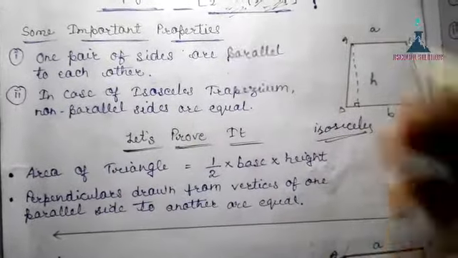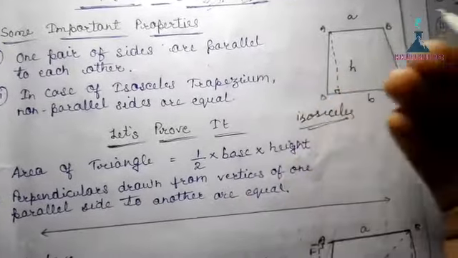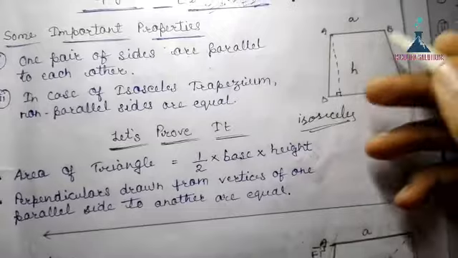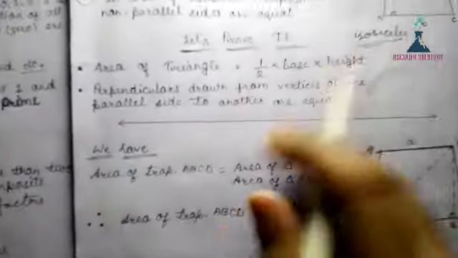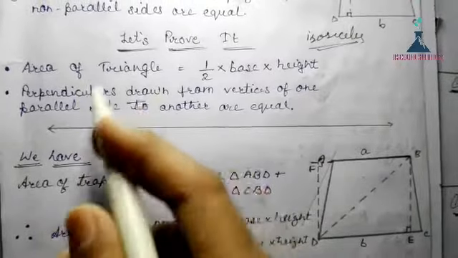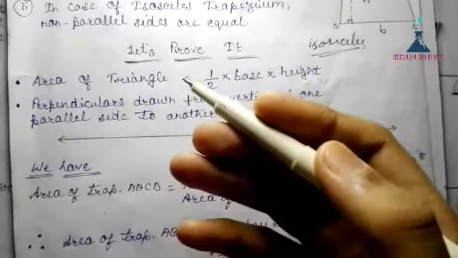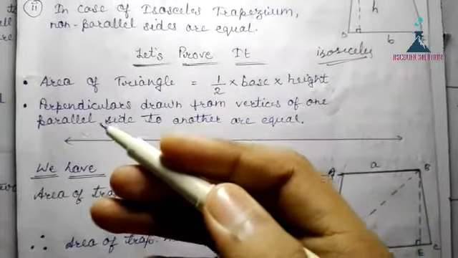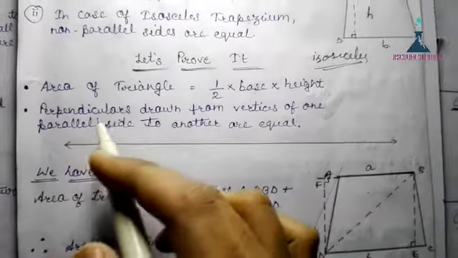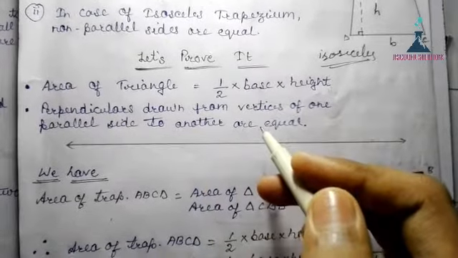In the case of an isosceles trapezium, AD is equal to BC. Now friends, let's move forward towards proving. Before proving, we must know that the area of a triangle is half into base into height, which is very common, and I hope friends you are all aware of it. And the second is that perpendiculars drawn from the vertices of one parallel side to the other are equal.